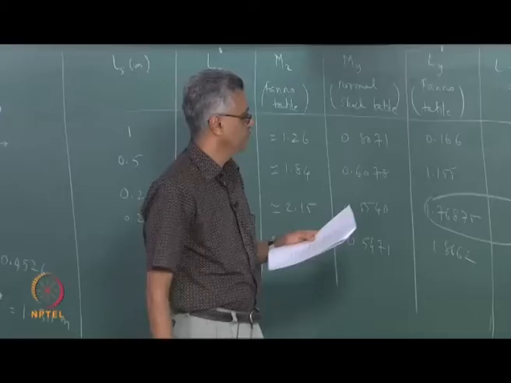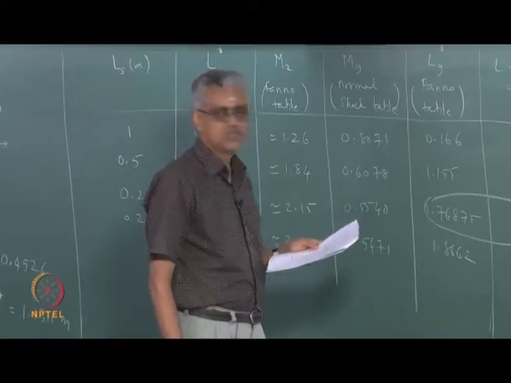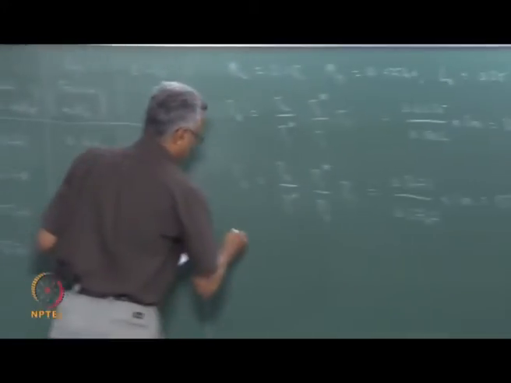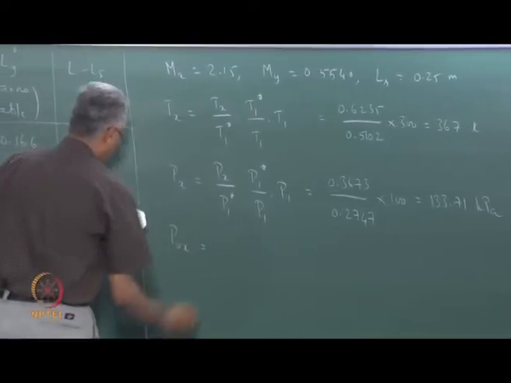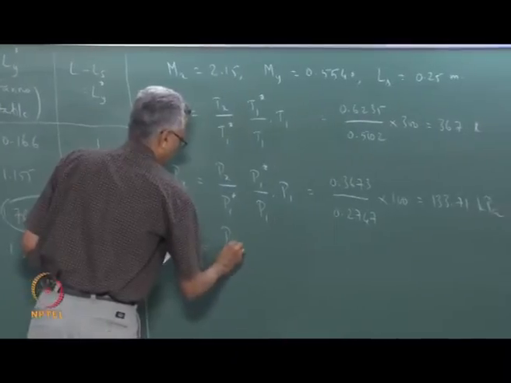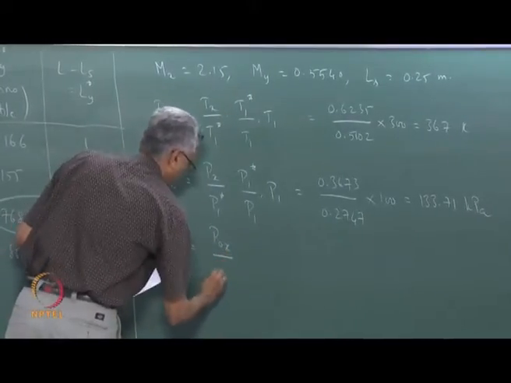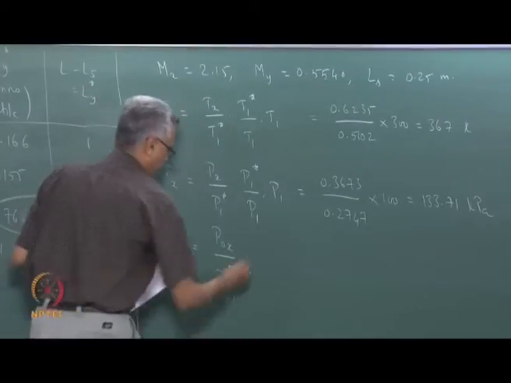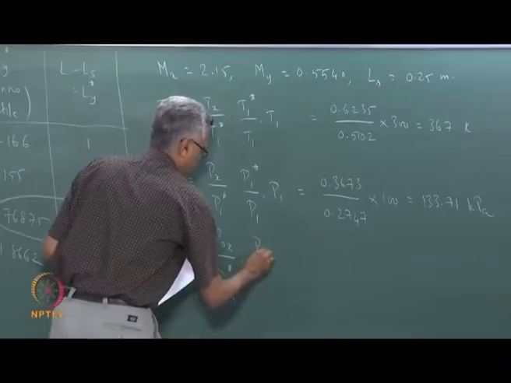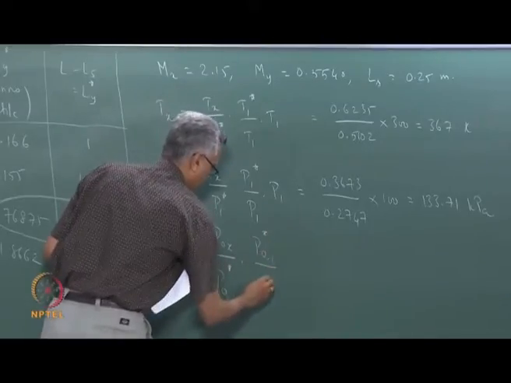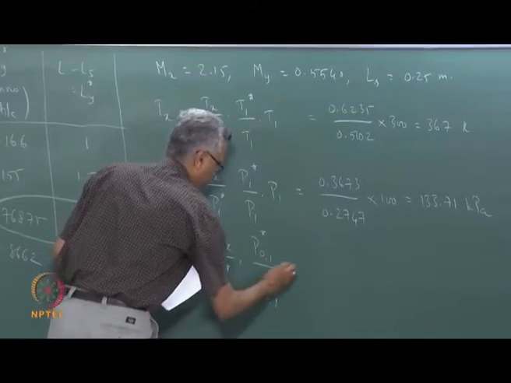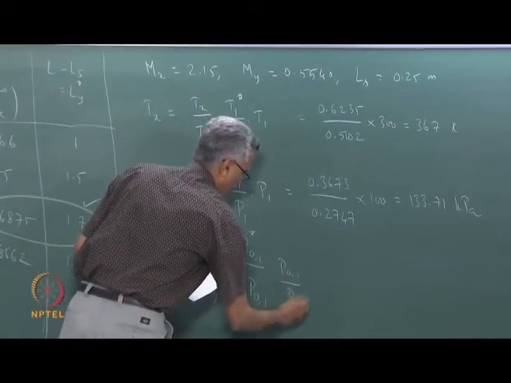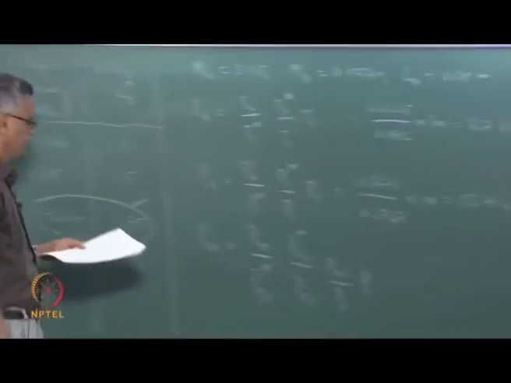Okay. There is no change in T0, so we need not worry about it, but there is a change in P0. So I need to calculate P0x in the same manner. P0x is equal to P0x divided by P01 star, times P01 star divided by P01, times P01 over P1, times P1.